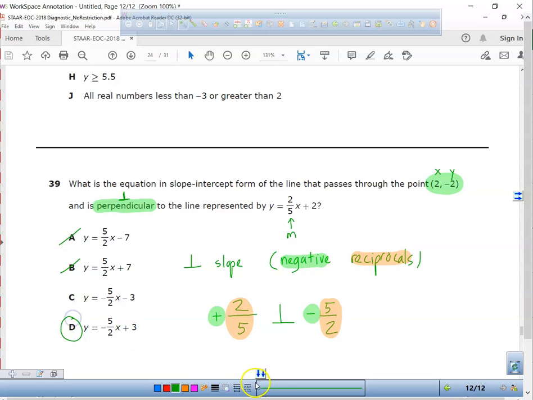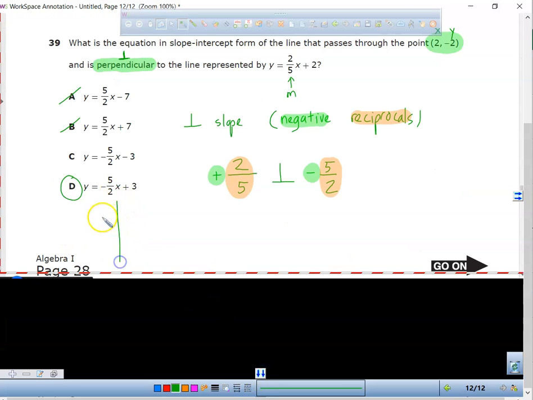So what does that mean? That means this is our answer. If I were to make a table, this is the proof. If I plug in a 2 right here, that becomes -5 plus 3, which is a -2. That's why the answer is answer choice D. What's the first thing you need to know? Negative reciprocal.